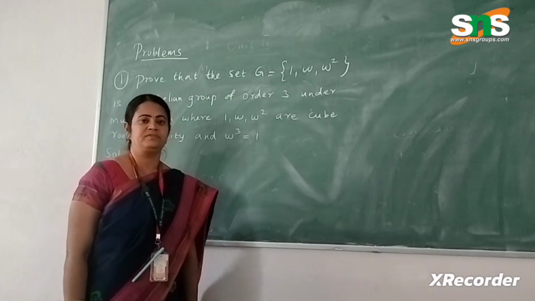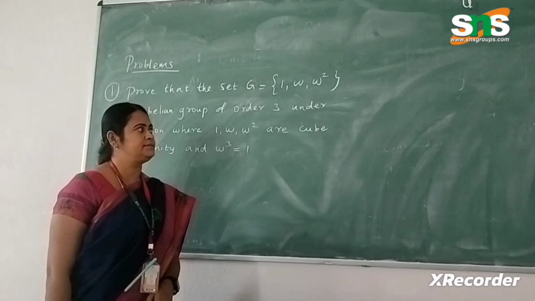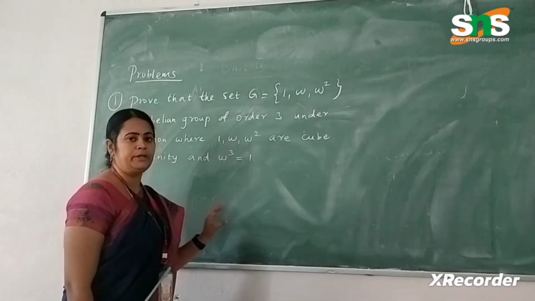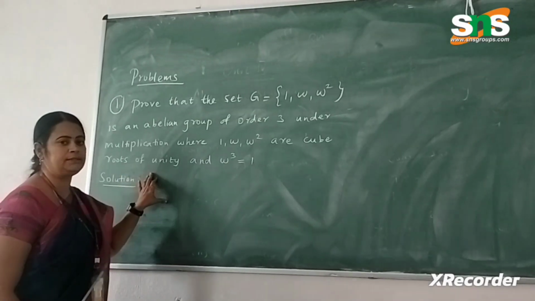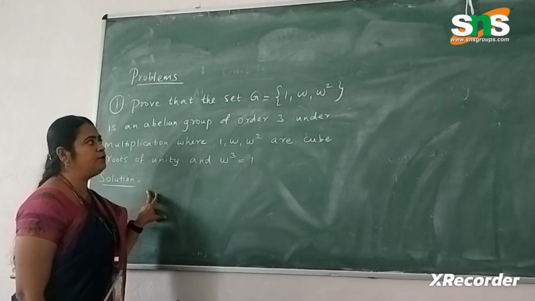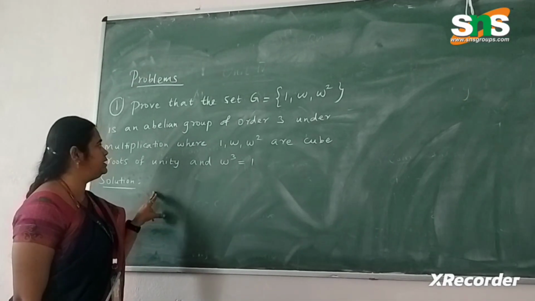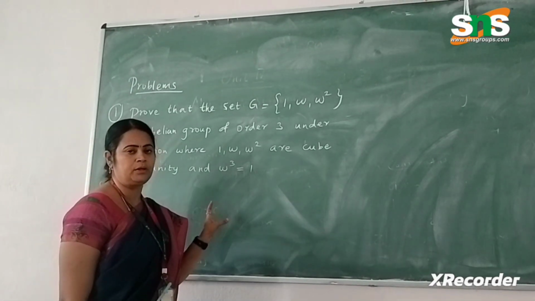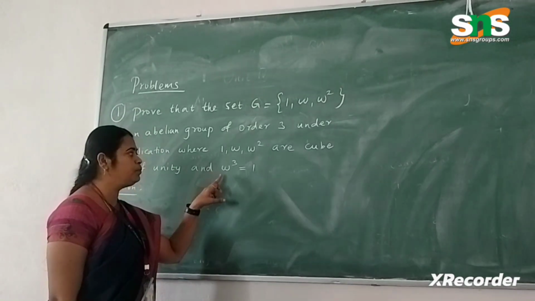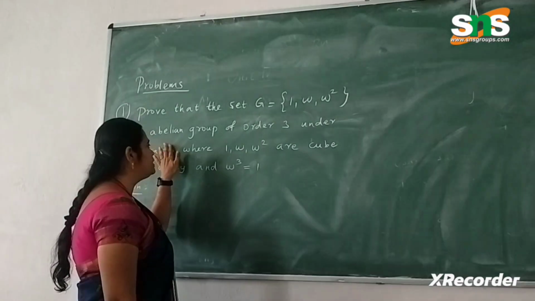In the previous class we have seen the definition of groups, semi-groups, monoids, etc. So in this class we are going to see some basic problems in it. The first problem is: prove that the set G = {1, omega, omega square} is an abelian group of order 3 under multiplication, where 1, omega and omega square are the cube roots of unity and omega cube is given as 1. So here we have to show the group is an abelian group.